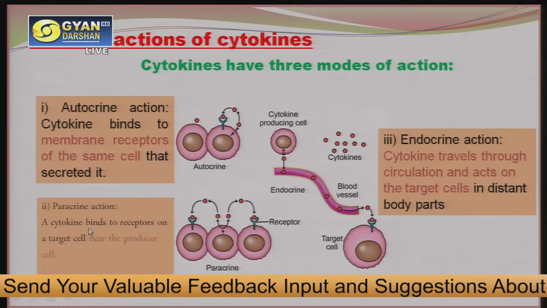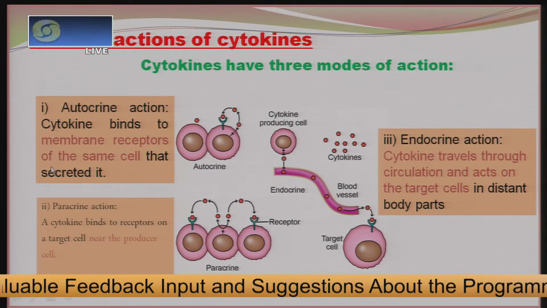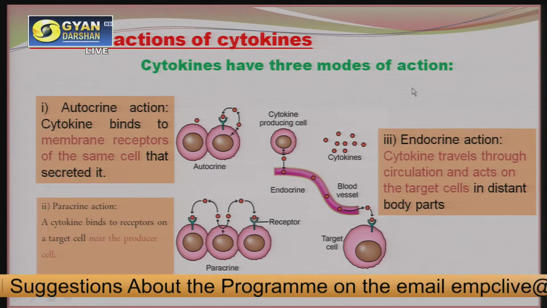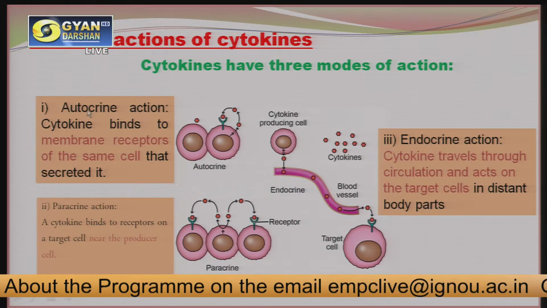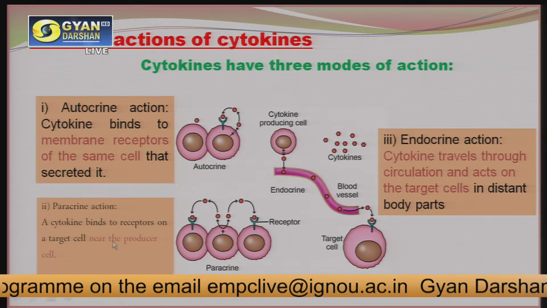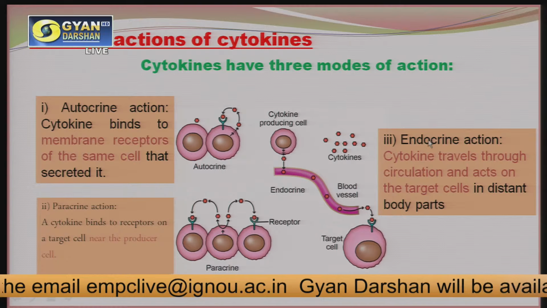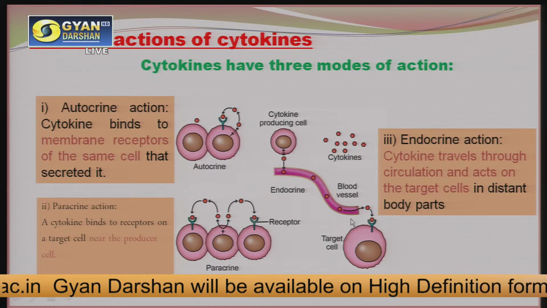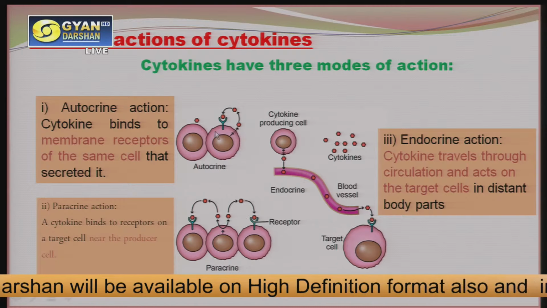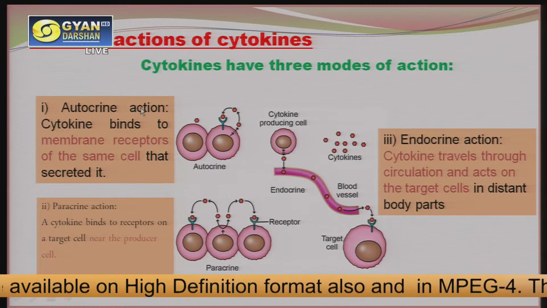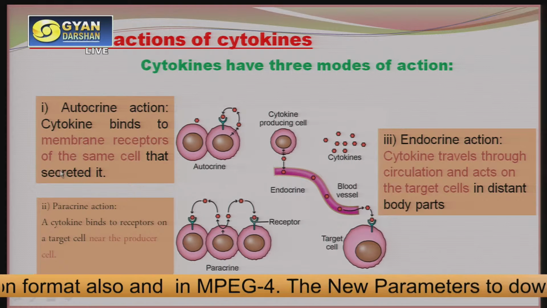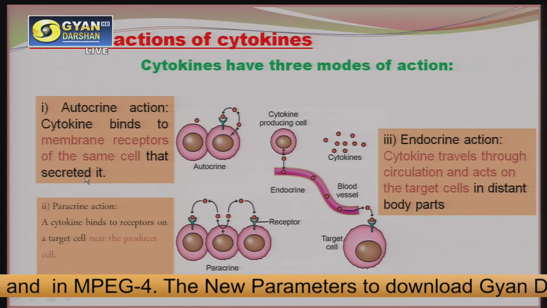What is the mode of action of the cytokines? Cytokines have three modes of action. One is autocrine, another is paracrine, and the third one is endocrine. So these are the three modes of action of the cytokines. In the autocrine action, the cytokine binds to the membrane receptor on the same cell that secreted it.